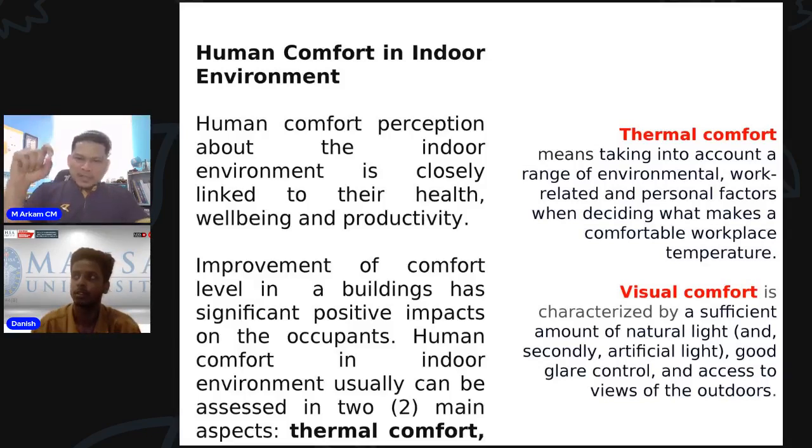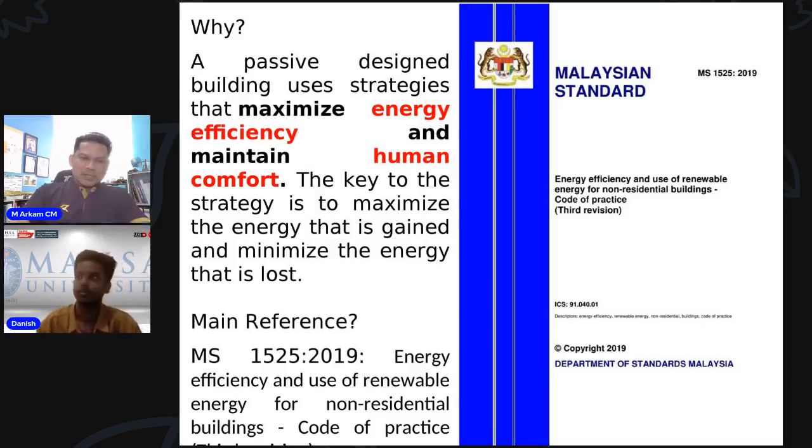Thermal comfort means taking into account a range of environmental, work-related, and personal factors in deciding what makes a comfortable workplace temperature. Thermal comfort is generally about temperature. My thermal comfort is different from another person's thermal comfort, so we might have discrepancies between humans when we talk about human comfort. Maybe I'm okay with 20, 22, 23 degrees C inside the building. Others may require less, or maybe 25, 27. So it depends.